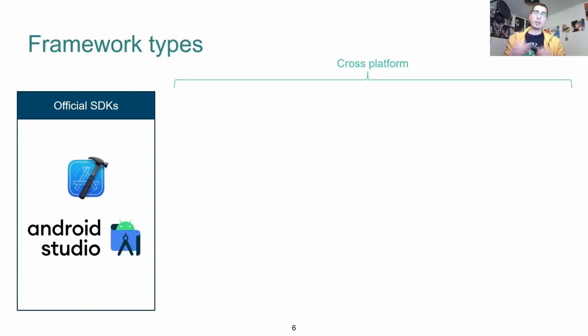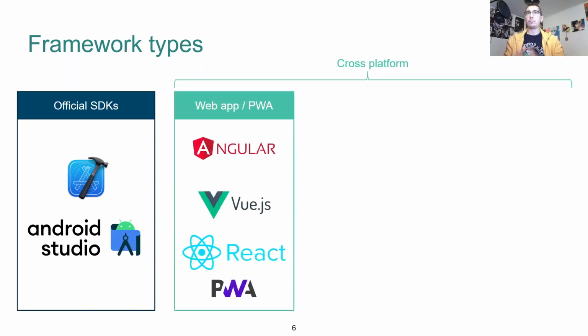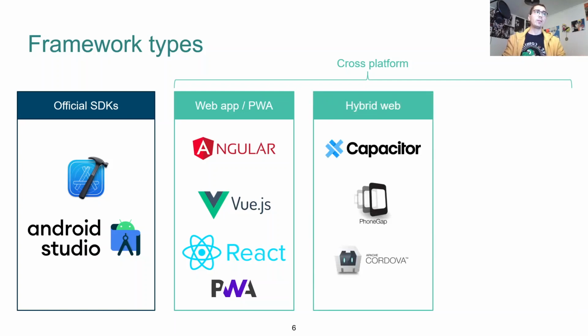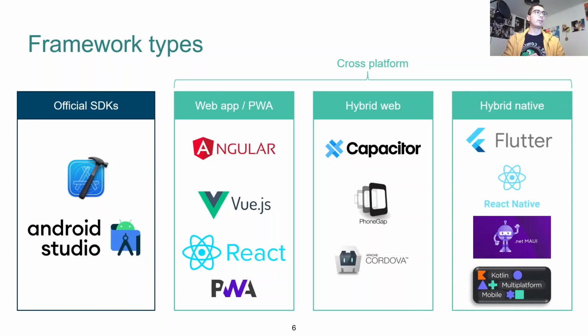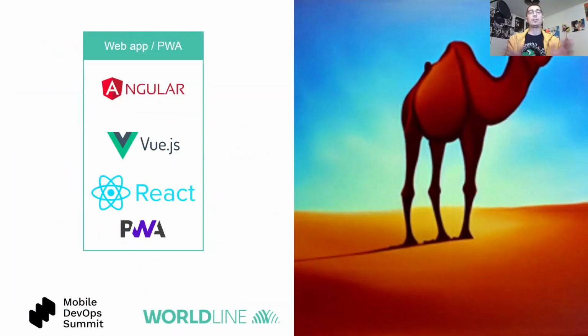For this purpose, we have three categories. We start from the web app, so web development. The second category is hybrid web, so a web app with more features. We'll see this later. And the last category is hybrid native, which is much closer to the native official SDKs or native code or native components. We'll see each of these cross-platform frameworks next, starting with web apps and progressive web apps.